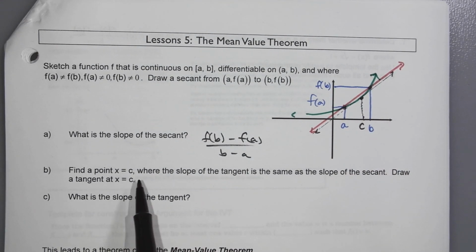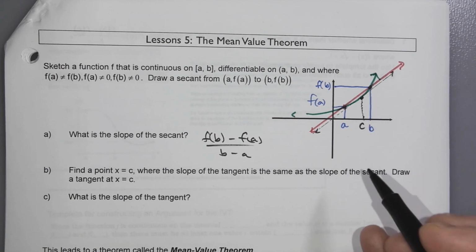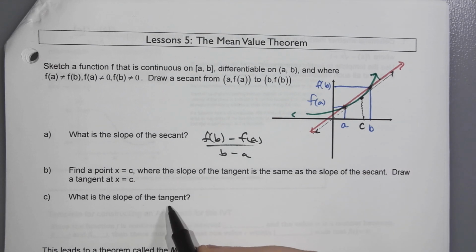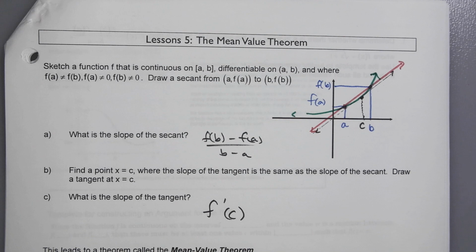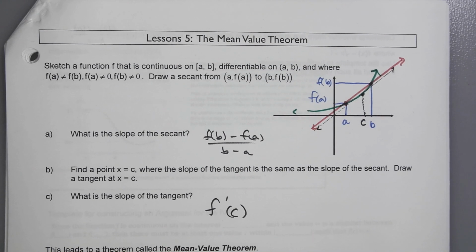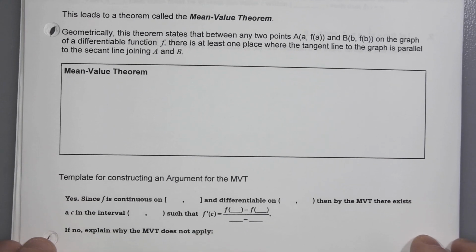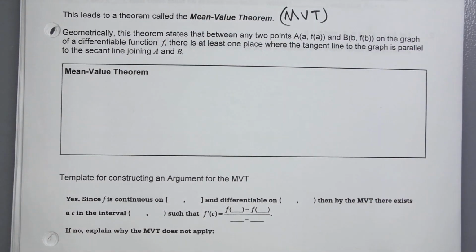So from that point C, we have drawn in a tangent, and that tangent looks to be about parallel to the red. But since it's a tangent line at C, what is the slope of that tangent line? That would be f prime of C. And this is what leads us into what's called the mean value theorem, or as I like to refer to it, the MVT of calculus, the mean value theorem, the most valuable theorem.